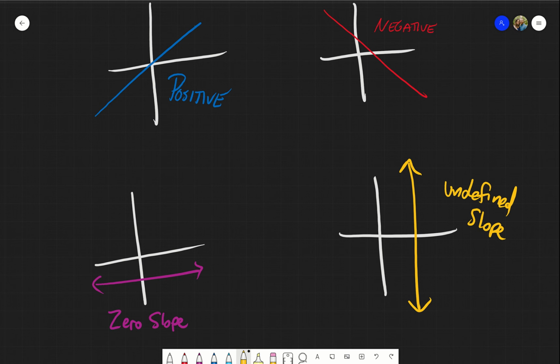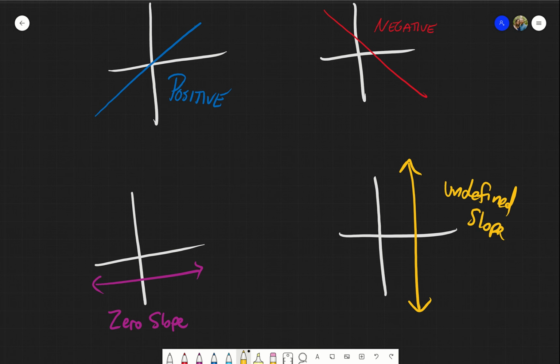You can't do it because you end up having a run of zero because it's not going side to side anywhere, and anything divided by zero you can't do. So this is an undefined slope because you can't divide by zero. You can't have a ratio where zero is your bottom number. Okay, so positive, negative, zero slope, and undefined slope.